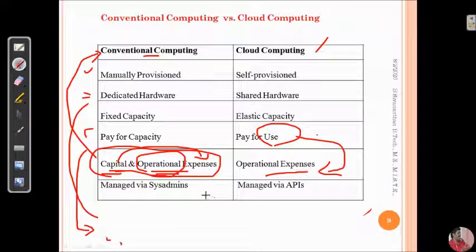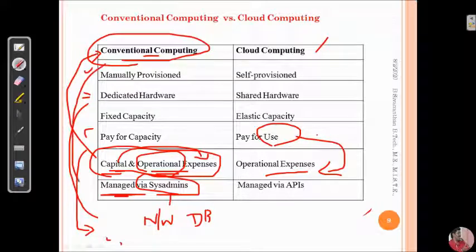Coming to the last difference between cloud computing and conventional computing: in traditional computing, everything will be managed manually by the system admins. Say, for example, if I wish to manage the system, it will be managed by system admins. If I wish to manage the network, it will be managed by the network admin. If I wish to manage the DB, it will be managed by the database admins. So all the process involves manual work. That is called traditional computing. But in cloud computing, everything will be managed via APIs.